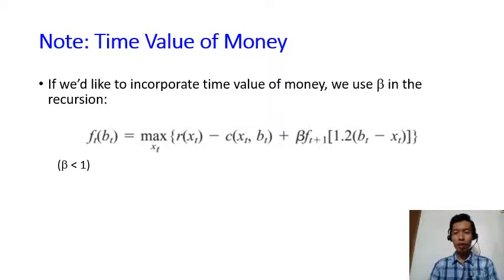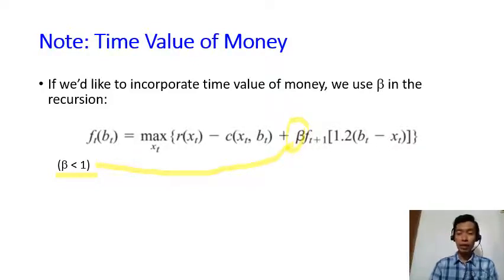So for the same problem, if you would like to incorporate the time value of money, which says that the amount that you receive next year is worth less than the amount that you receive this year, like if I give you $100 next year, maybe you say it is equal to $92 today. So you multiply f_{t+1} with a beta multiplier, and beta is less than 1. So using this way, you already incorporate the time value of money.